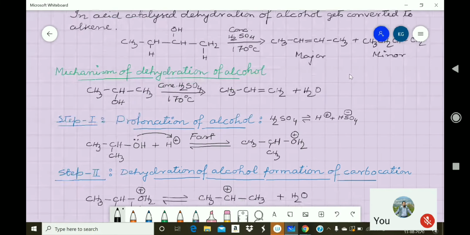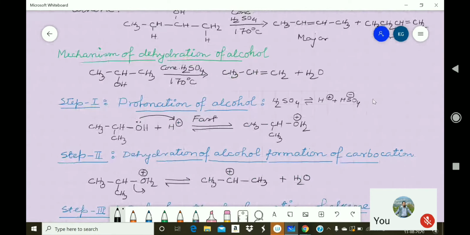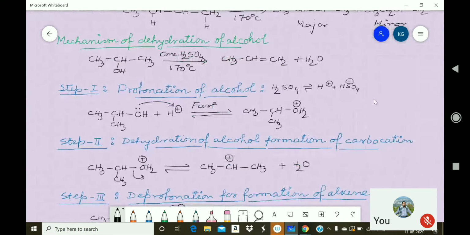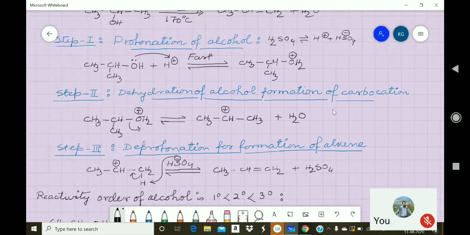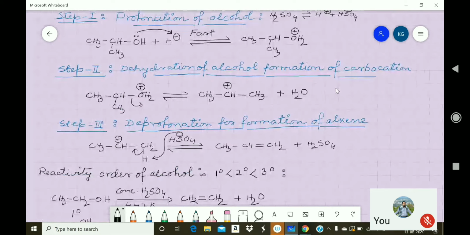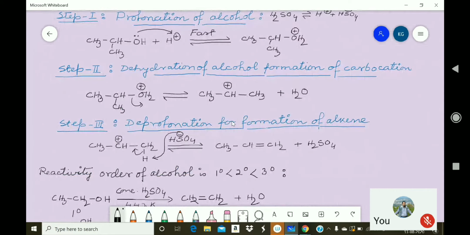And if we follow the mechanism, the dehydration of alcohol follows a three-step process. Number one is protonation of the alcohol by the acid. The H plus formed combines with the alcoholic OH group to form this intermediate. Then in the next step, water gets removed, that is called dehydration, to give rise to this carbocation.